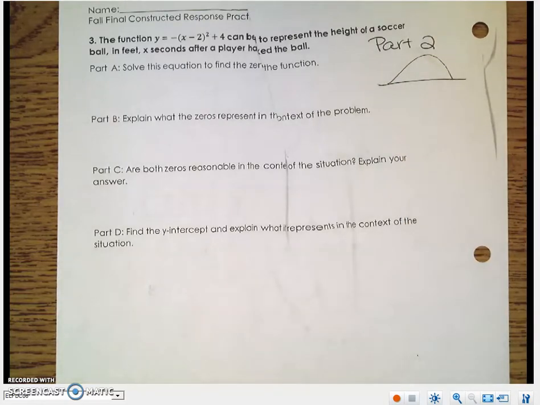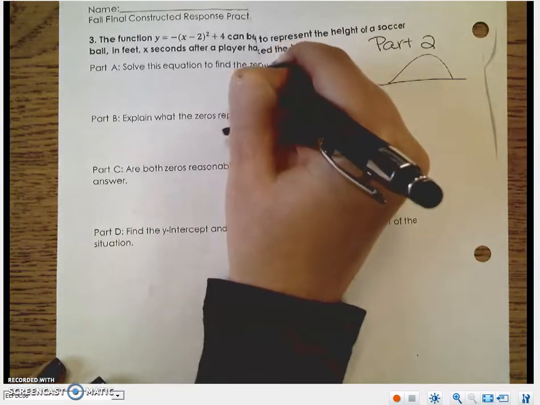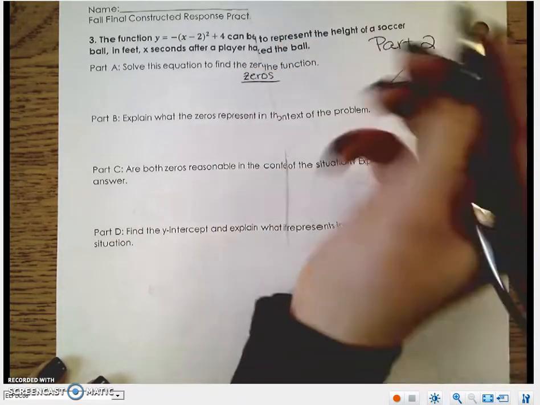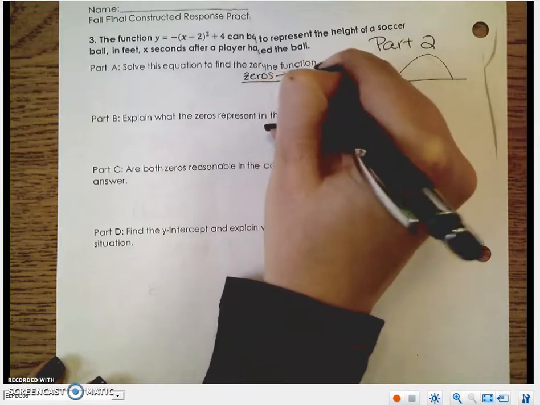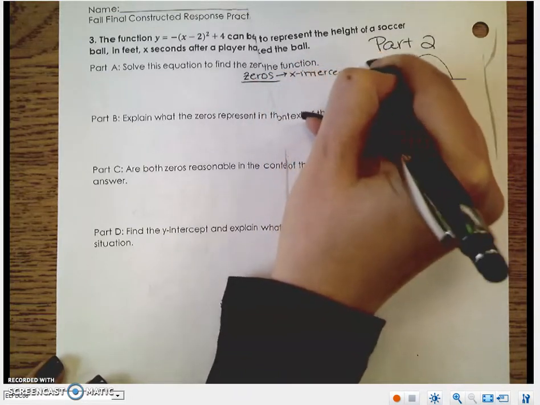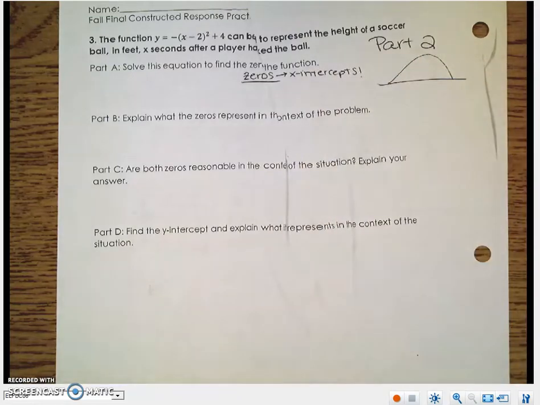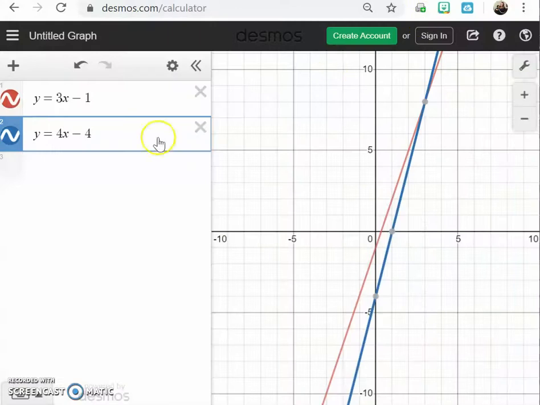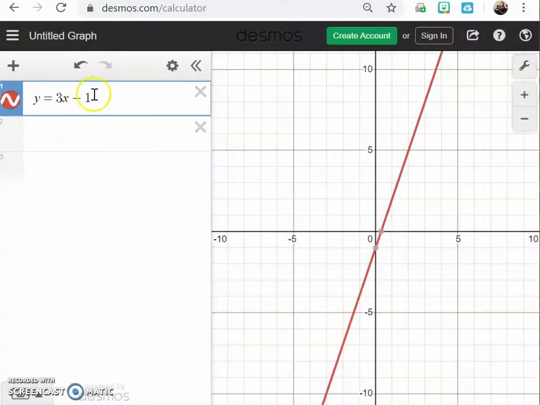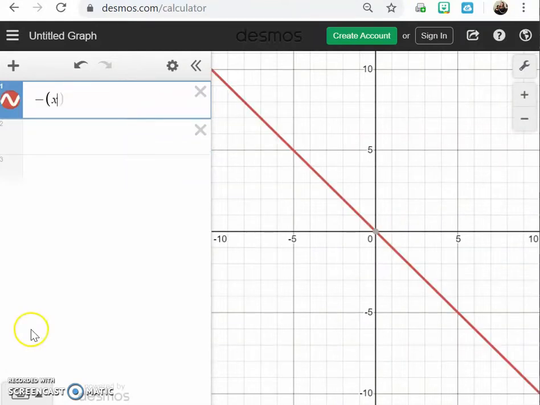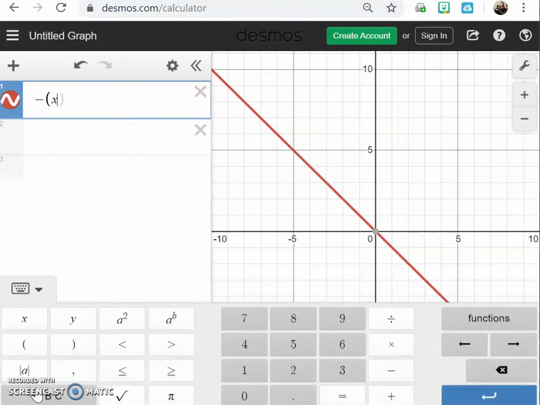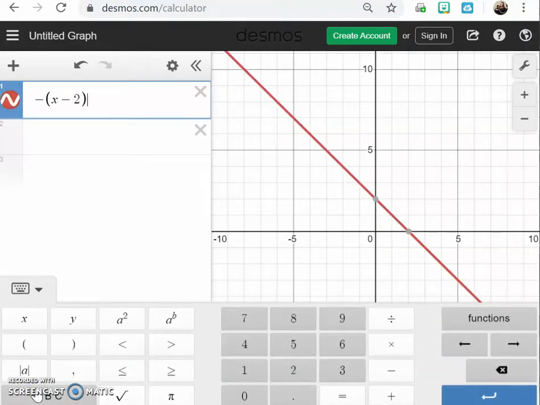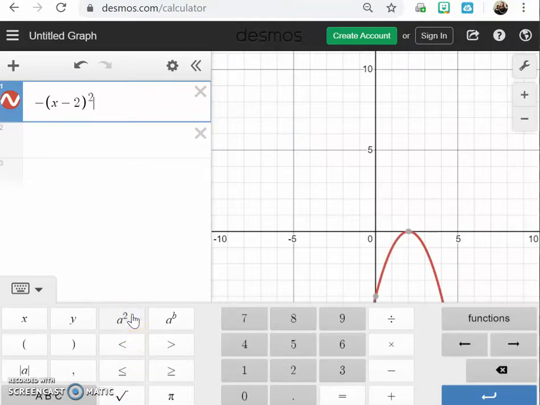Alright? And they said solve this equation to find the zeros of the function. And you should be thinking, oh, I know that zeros also means x-intercepts. We talked about that this week in class. So then if you went to your Desmos, let's see, we can graph this equation. So negative x minus 2 squared plus 4. And here is our graph.